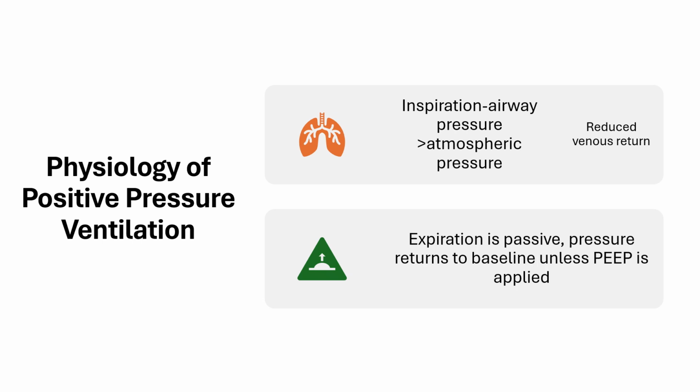So what about positive pressure ventilation? The inspiratory breath is given under positive pressure by the ventilator, which exceeds the atmospheric pressure. Because of the positive pleural pressure, the patient will have a reduced venous return. Expiration is passive, similar to spontaneous ventilation, and the pressure returns back to baseline unless PEEP, or positive end expiratory pressure, is applied to the ventilator circuit.